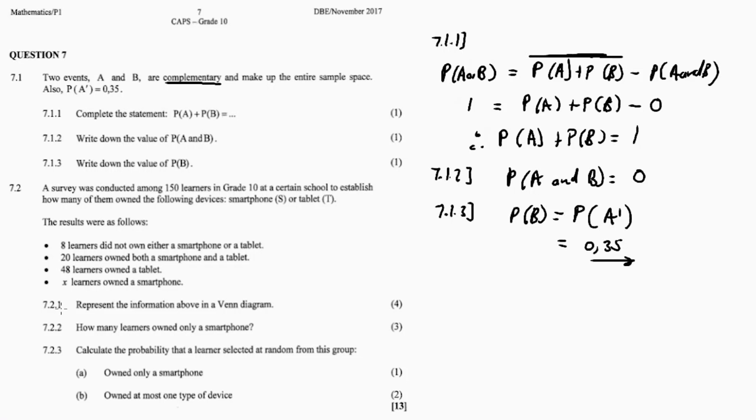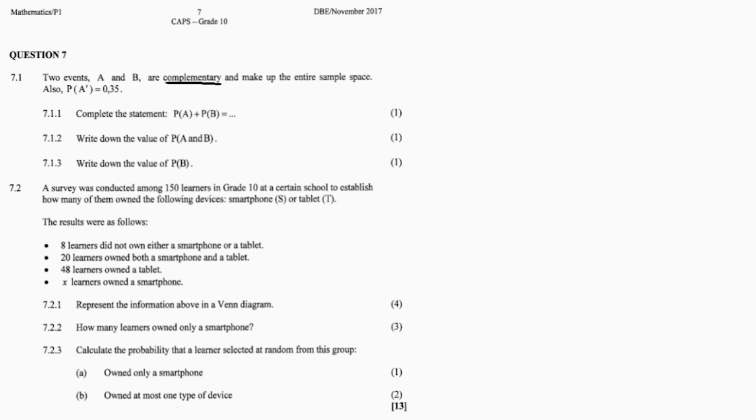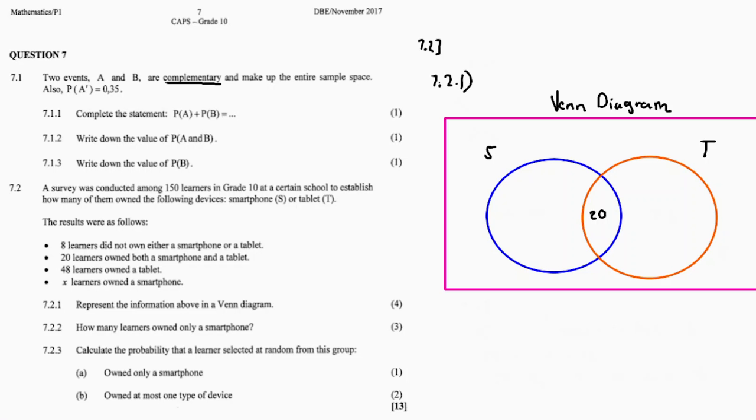7.2.1: represent the information above in a Venn diagram. So this is the Venn diagram, and I have already put in 20, because the 20 here is the intersection where learners own both a smartphone and a tablet. So it's important to go in the middle first, and then you work your way outwards. You start in the middle, then you work your way out.